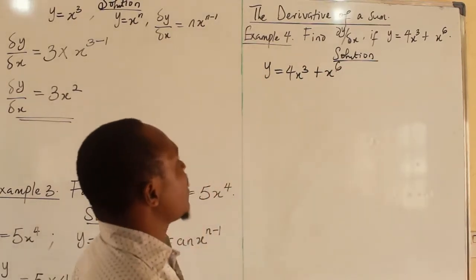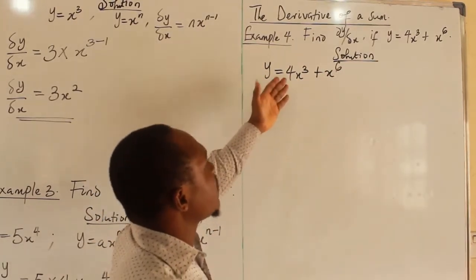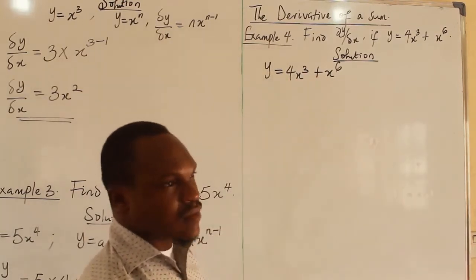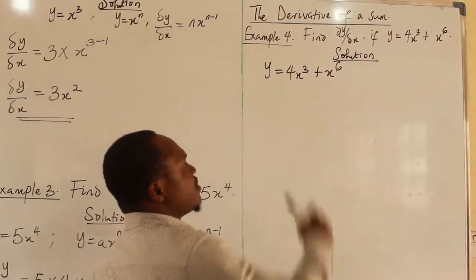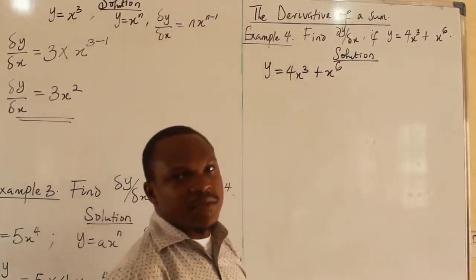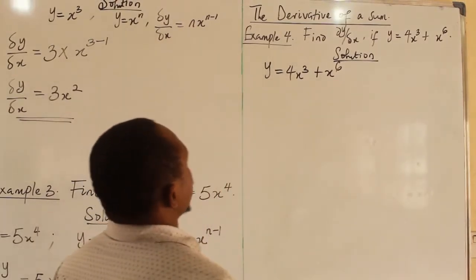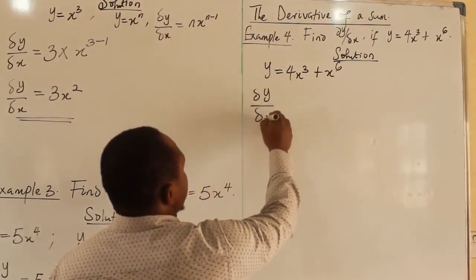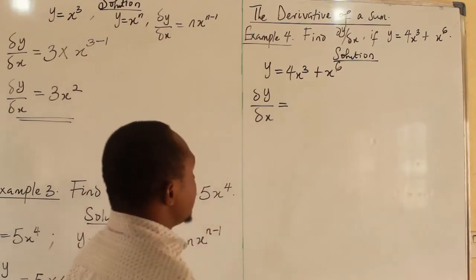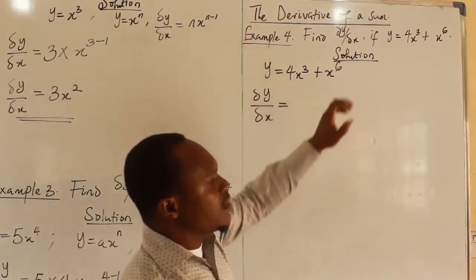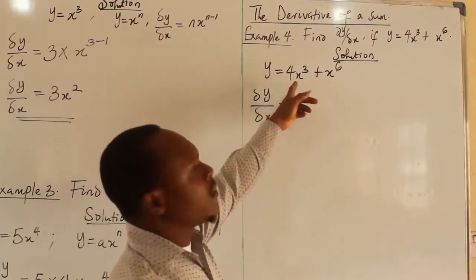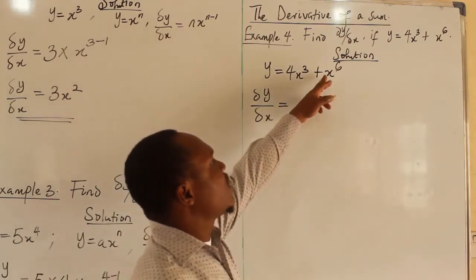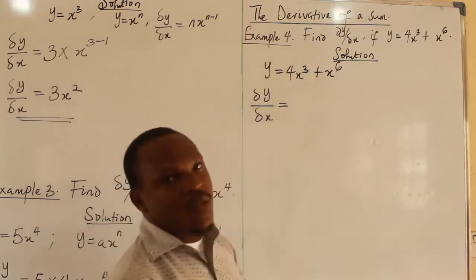Now we know that mathematically we cannot add 4x to the power 3 plus x to the power 6 to become a single entity, because the powers of x in these two cases are not the same. So we say dy over dx. Here, firstly, we treat each of them separately. Here we have 4 as a scalar multiplying x power 3, but here there's no scalar. The coefficient of x power 6 here is 1.